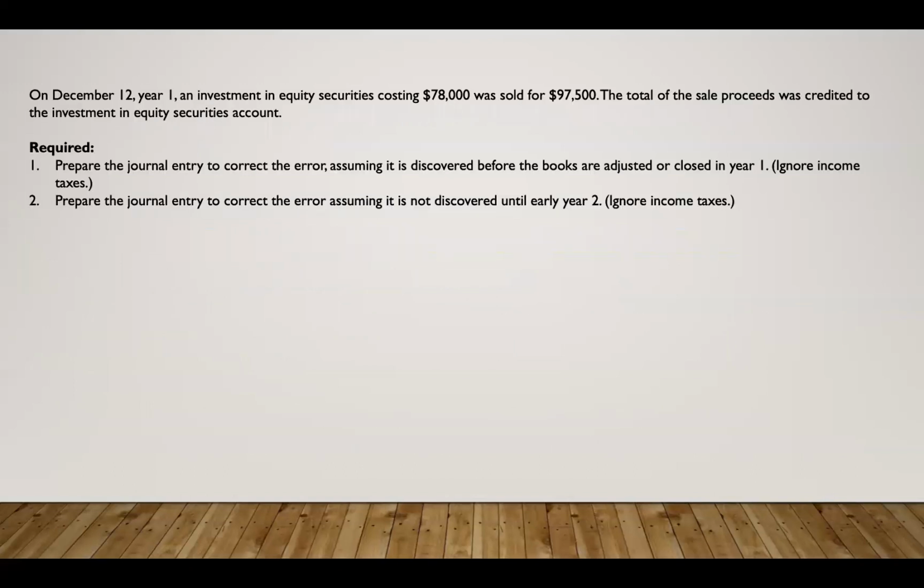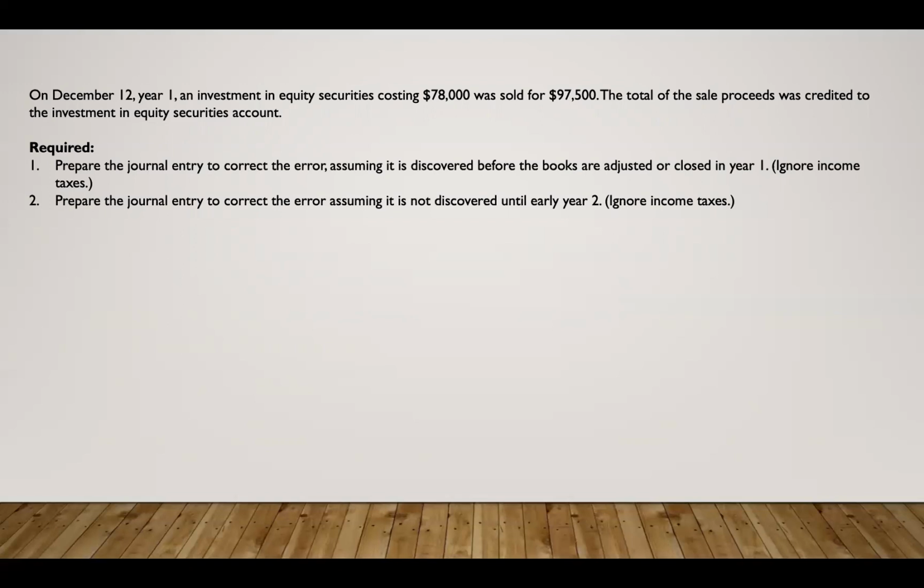So let's take a look at two examples. Example number one: on December 12, year one, an investment in equity security costing 78,000 was sold for 97,500. The total of the sales proceeds was credited to the investment in equity security account. So here, this is an accounting mistake because for this equity security, the book value is 78,000 and the fair market value is 97,500. So this difference should be captured by a gain or loss account.